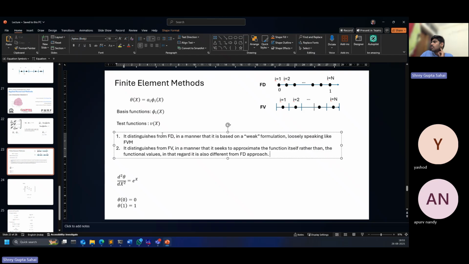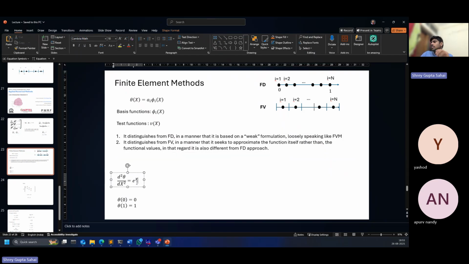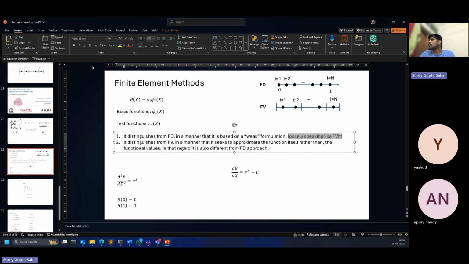Okay, so if you were able to read what I was saying, what it meant was that if you integrate this thing, what you have here is e to the power x plus c, right? This is the integration, right? And you solve for c using the boundary conditions, right? That is something that you can do. And in that regard, actually, the weak formulation does not do anything. So maybe I'll remove this part.